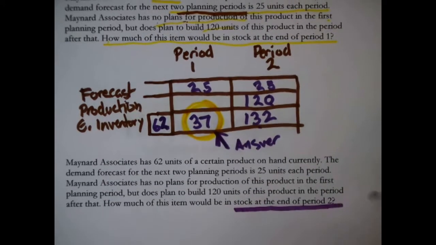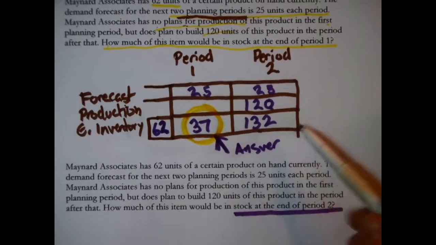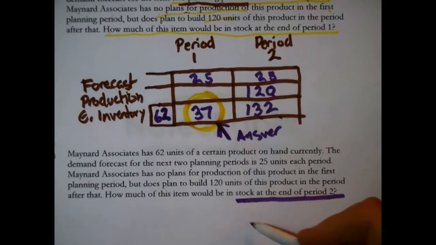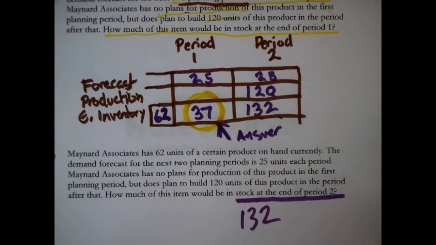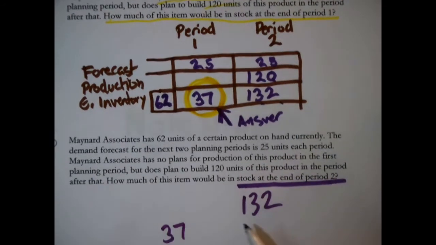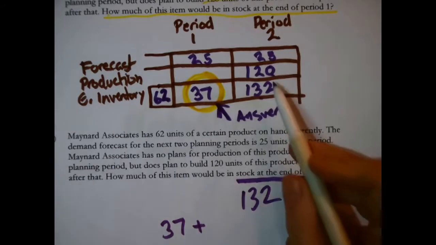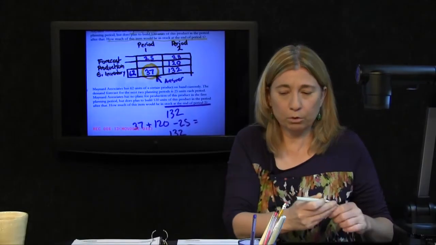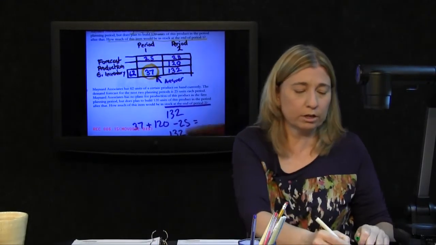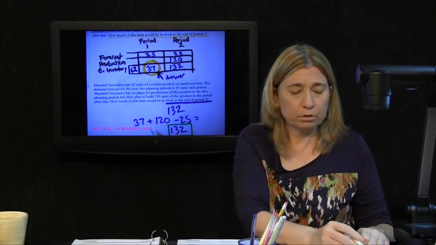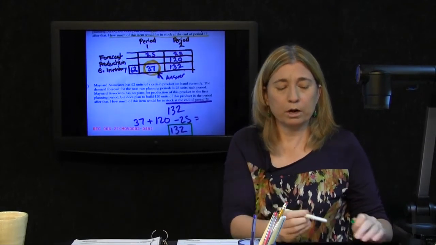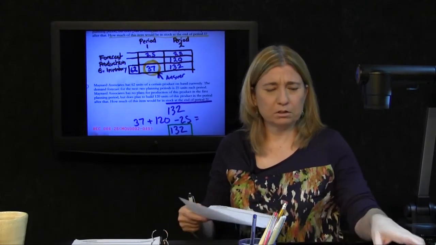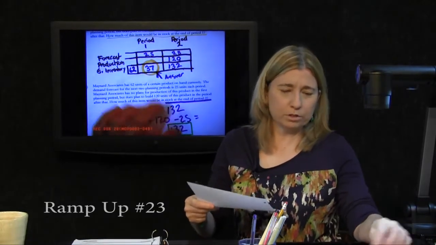Oh, well, I didn't need to do that work for the first problem, but that 132 comes in handy because that's actually the answer to the next question, right? Again, it's 37, the beginning inventory, plus that 120 of production minus 25 equals that 132. You would end the second period with 132. Beginning plus production minus demand. Oh, now, speaking of that, look at the next problem. We got these 2 problems done in short order.